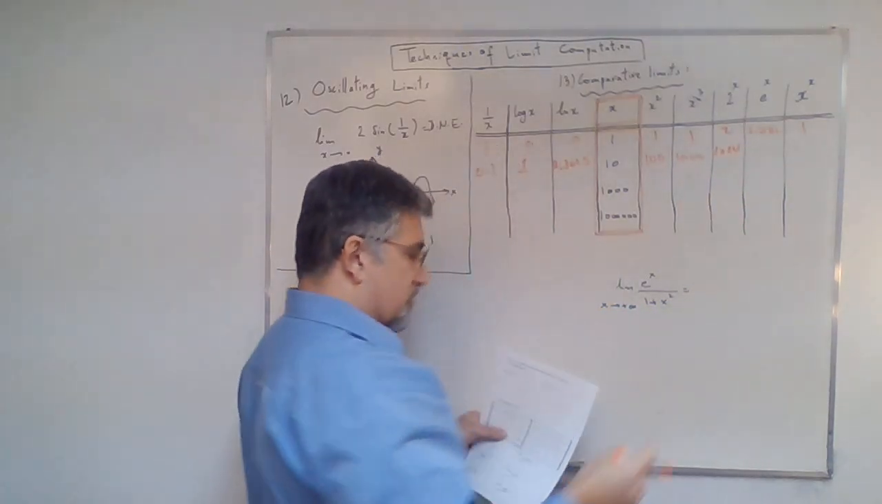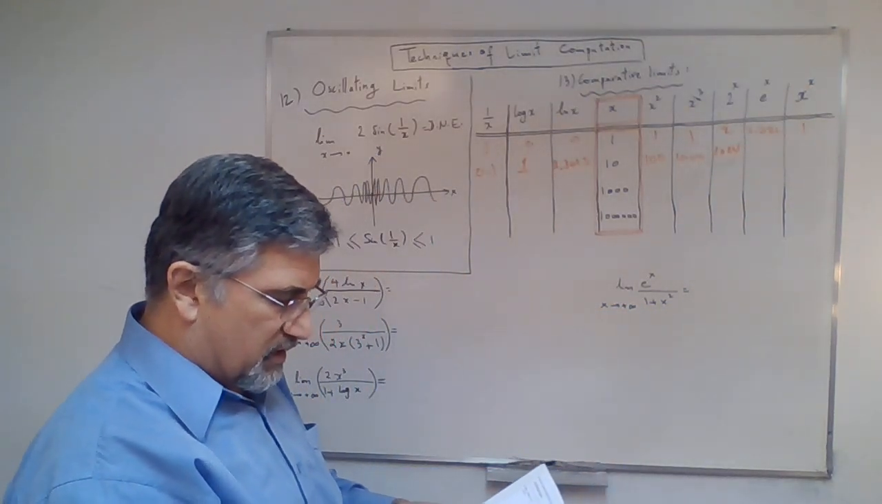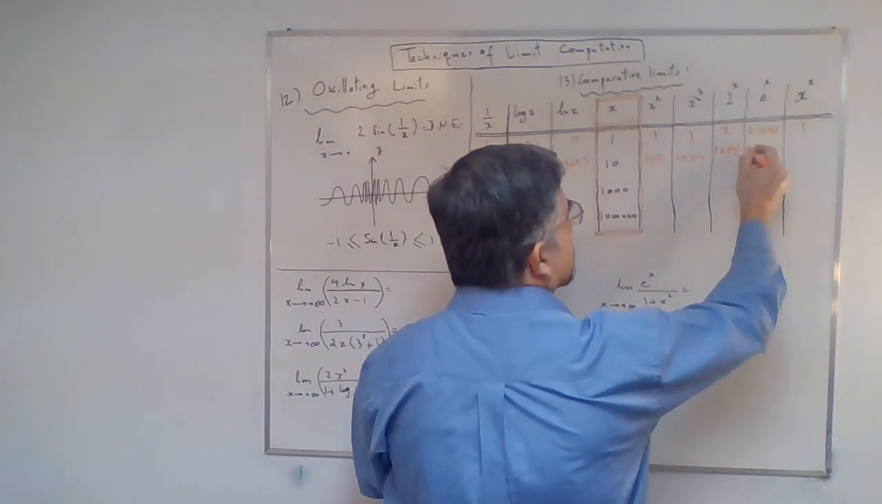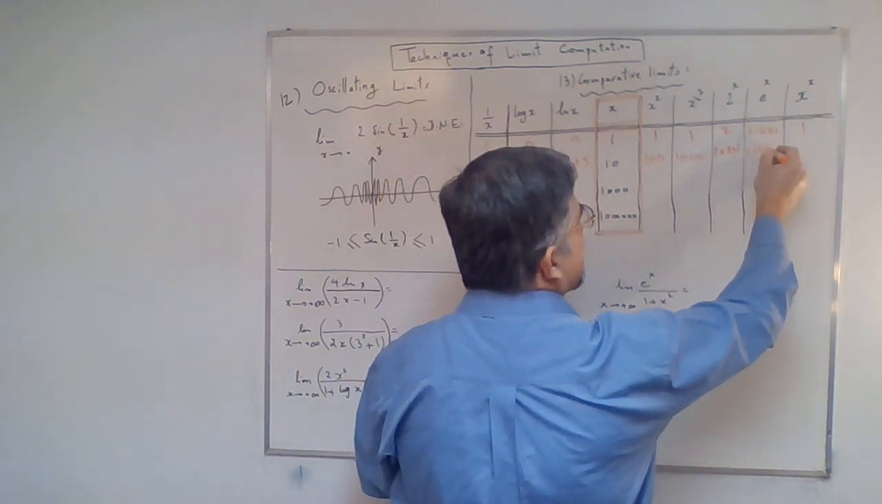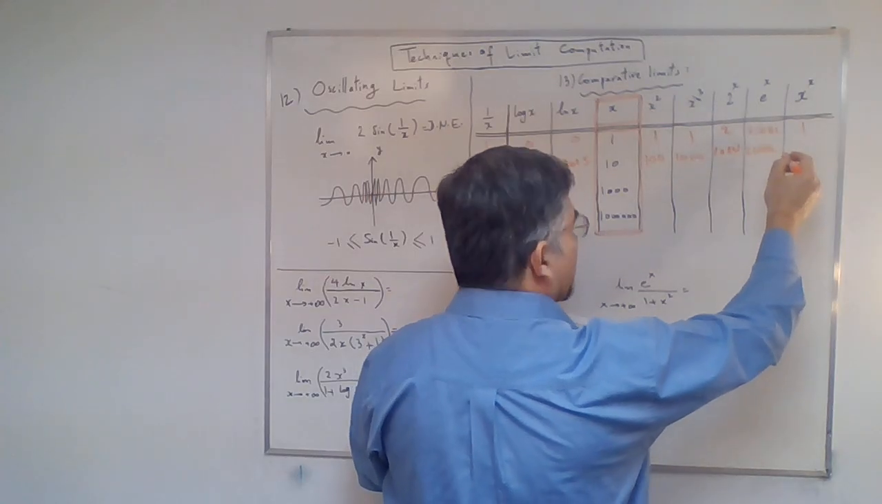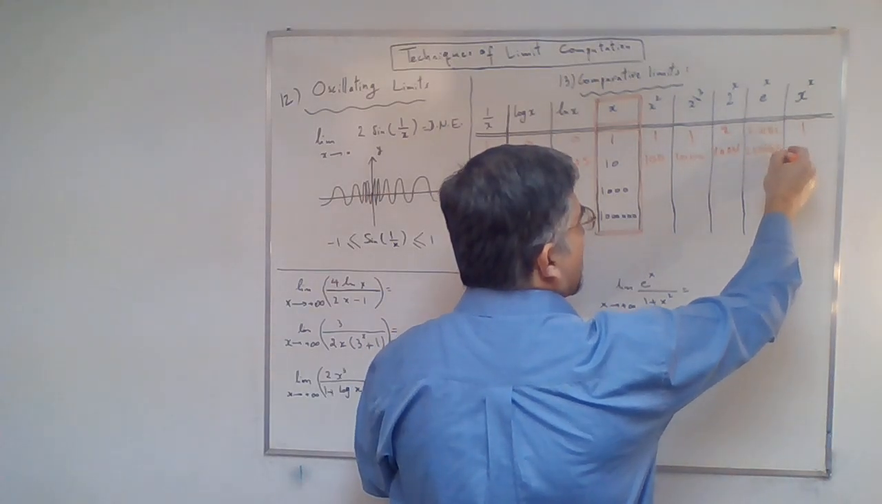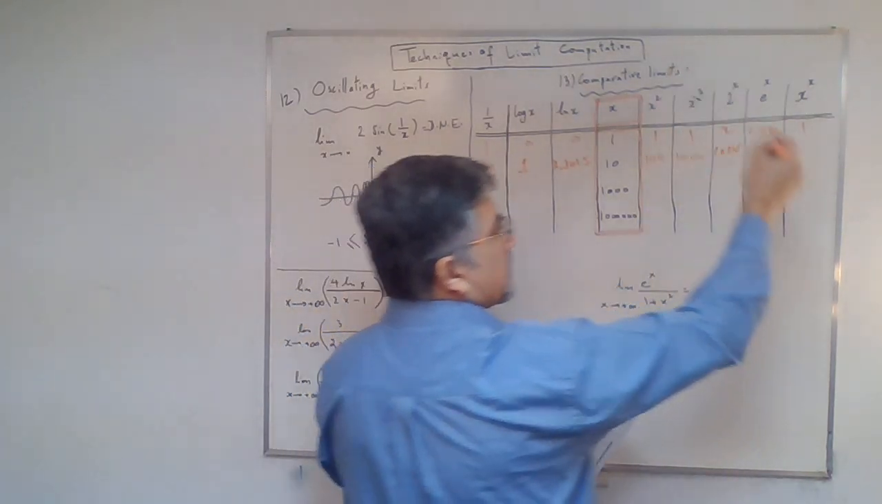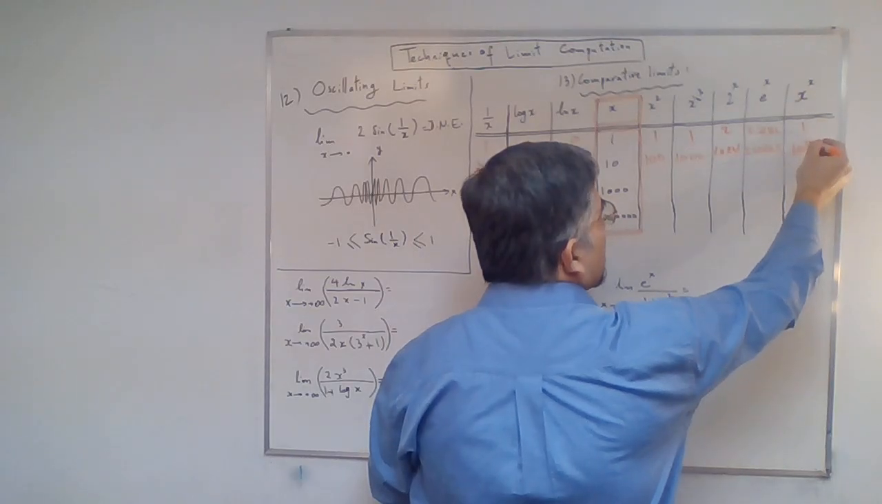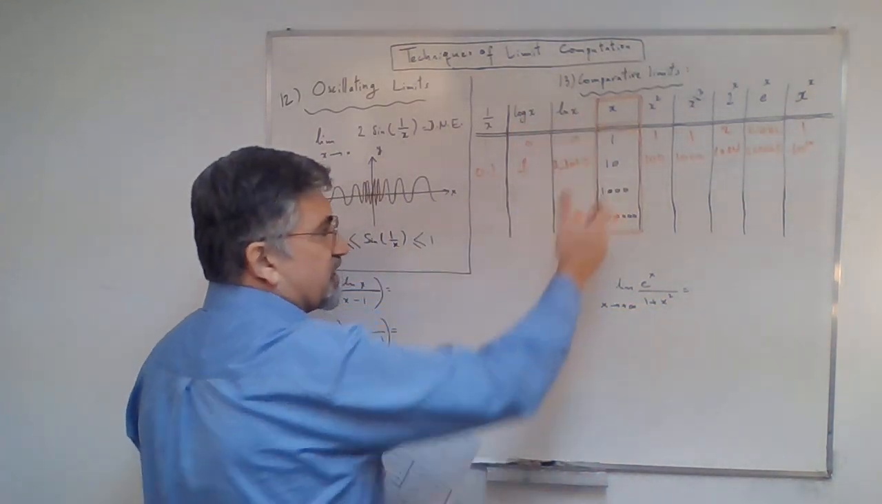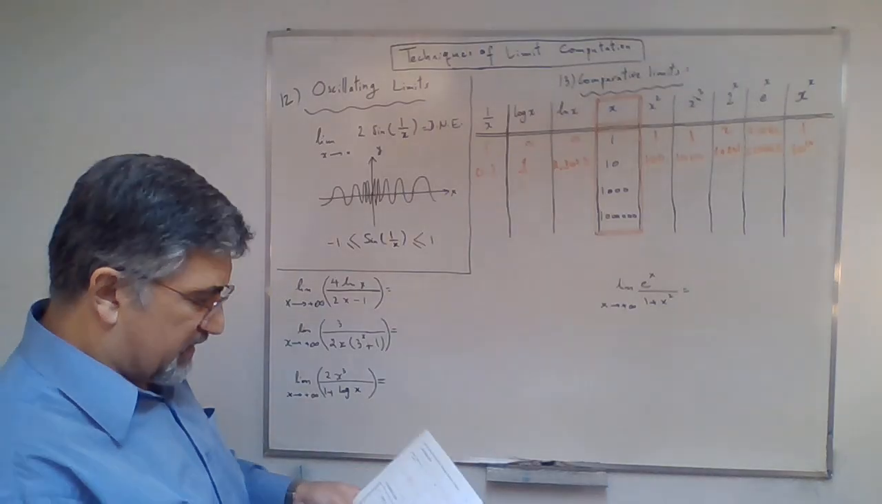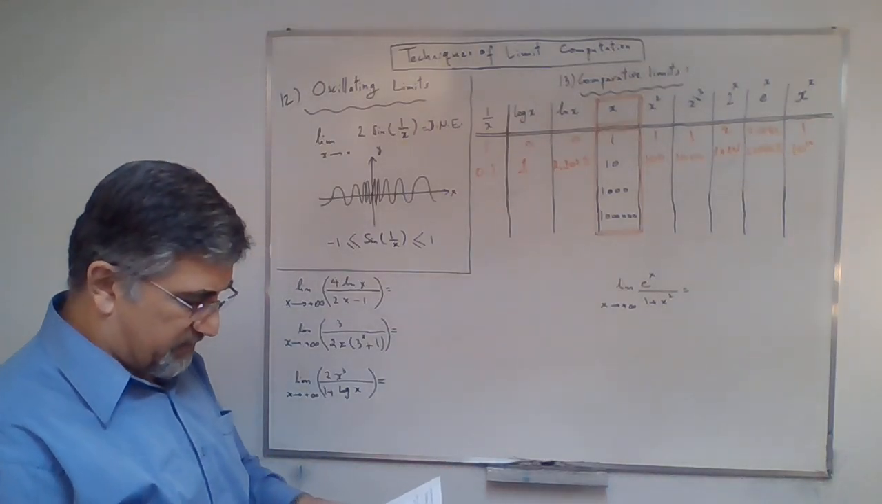And e to the exponent of 10 using a calculator is 22,026.5 according to my calculator. And 10 to the exponent of 10 is, of course, an extremely large number. What happens if x becomes even larger than 10? What if x is 1,000, for example?